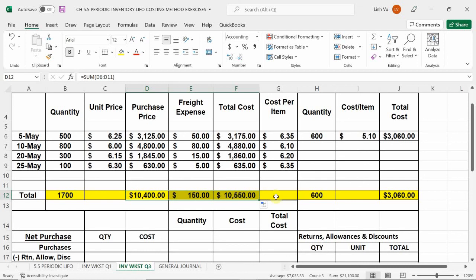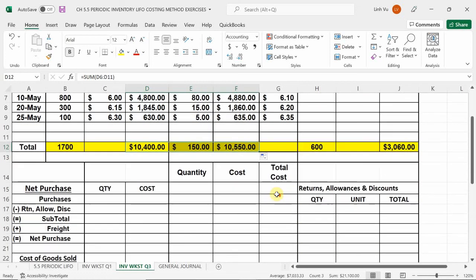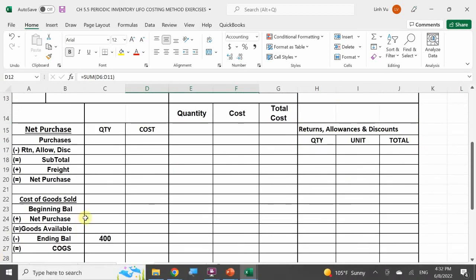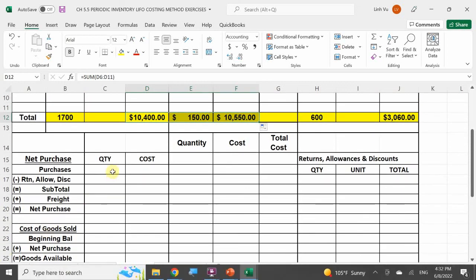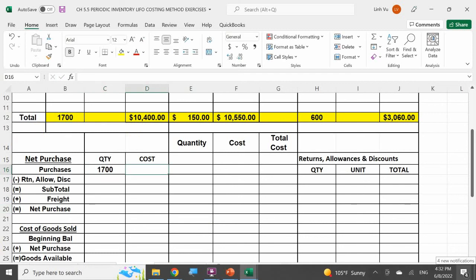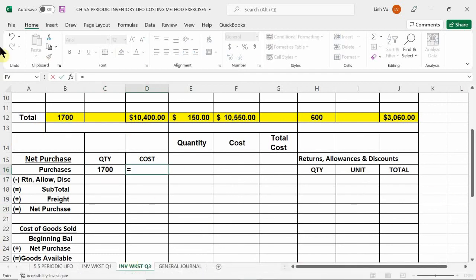So there you go. Now you have your total cost of $10,550. And don't forget, we do have our beginning balance, but right now we're going to hold off on that section. We're going to want to figure out what my net purchases are. So copying these cells down here, how much did you actually purchase? Well, I purchased 1,700 units at $10,400. I don't have any returns or allowances, so therefore my subtotal should be equal to what I purchased.